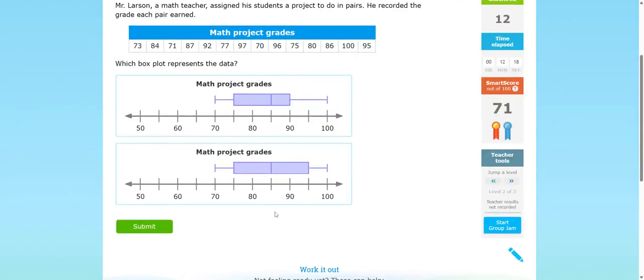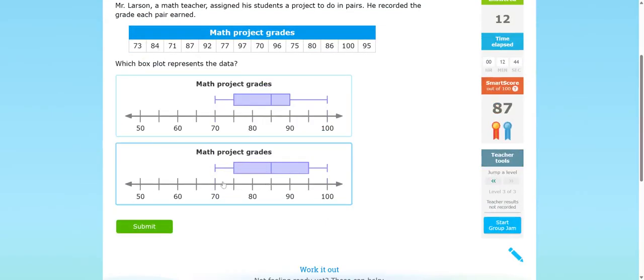All right, let's skip ahead. So this is another one of those, and you do the same method. They both have the same minimum and maximum, so you can't use that method. They both have the median at 85, so you can't use the median. So you have to figure out the quartile values. You just click those numbers in and put the quartile values in.